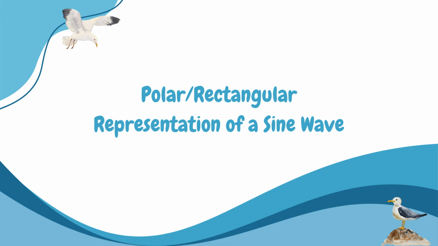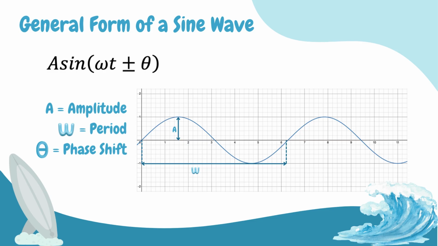Polar and rectangular representations of a sine wave are used to simplify the basic mathematical procedures that are often too difficult to carry out using the sine wave's graphical representation. A times sine omega t plus or minus theta is the general form of a sine wave and is used to represent it graphically. The general form provides the values of important variables.